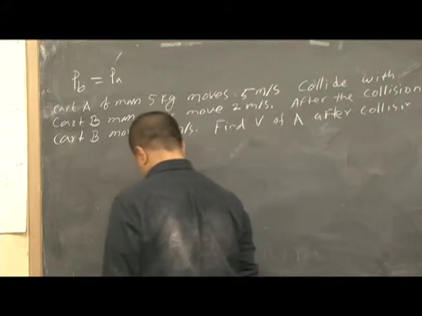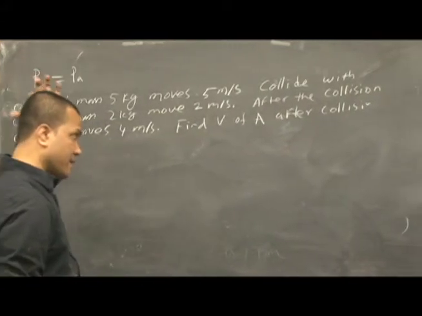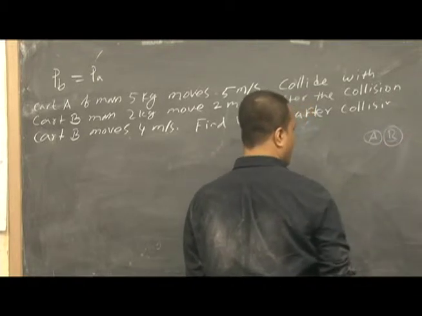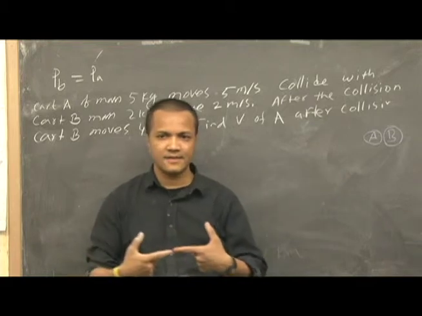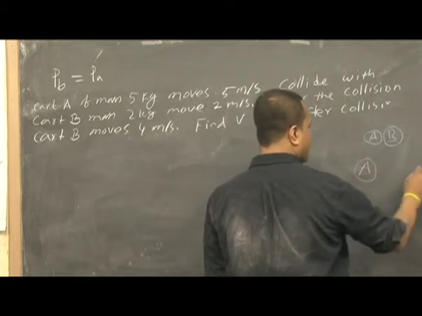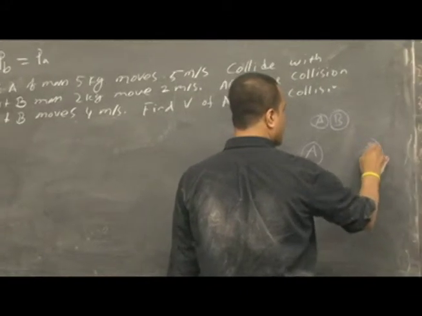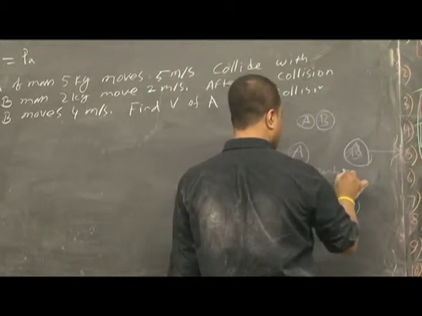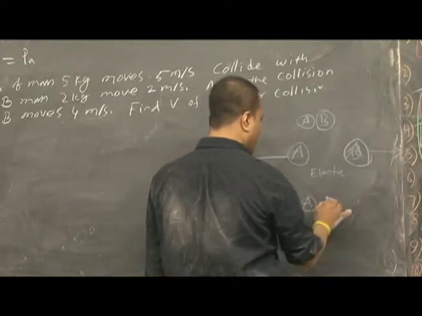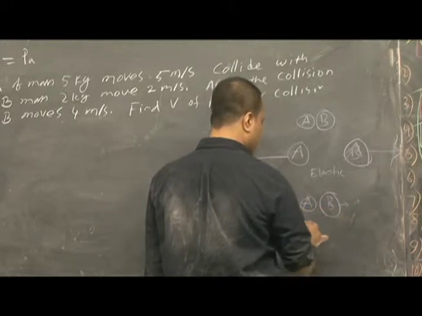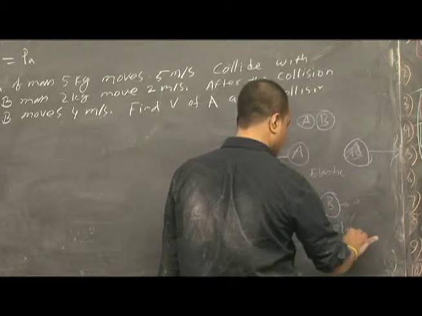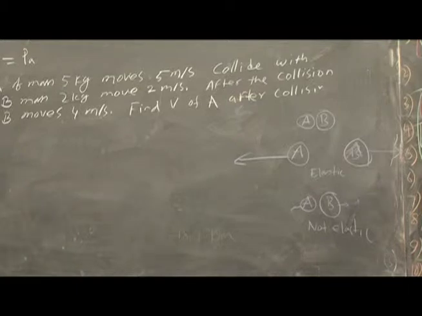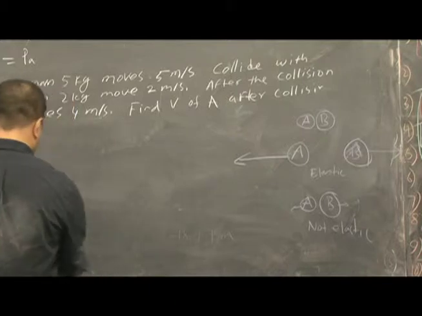Okay, so let's understand the elasticity now. Let's say this is car A, car B, right? Now they're going to collide with each other. Due to the collision, they're going to go this way and this way, and this is elastic. If they don't go far, then it is not elastic. So after answering this question, we'll also try to understand whether car A and B are elastic or not.